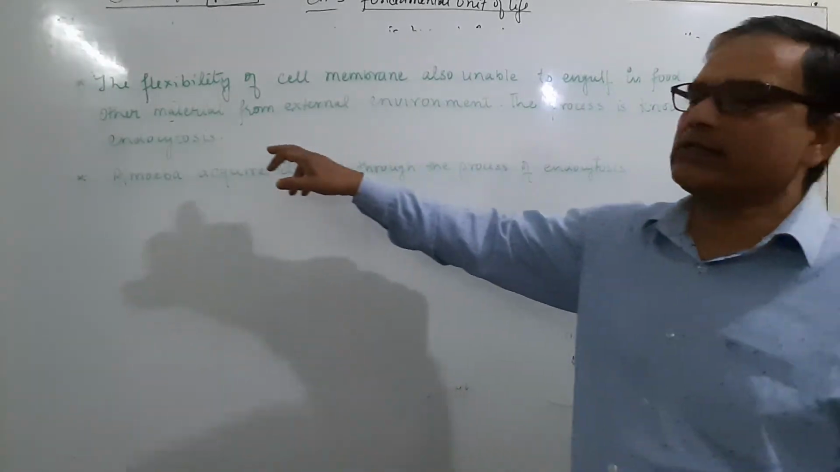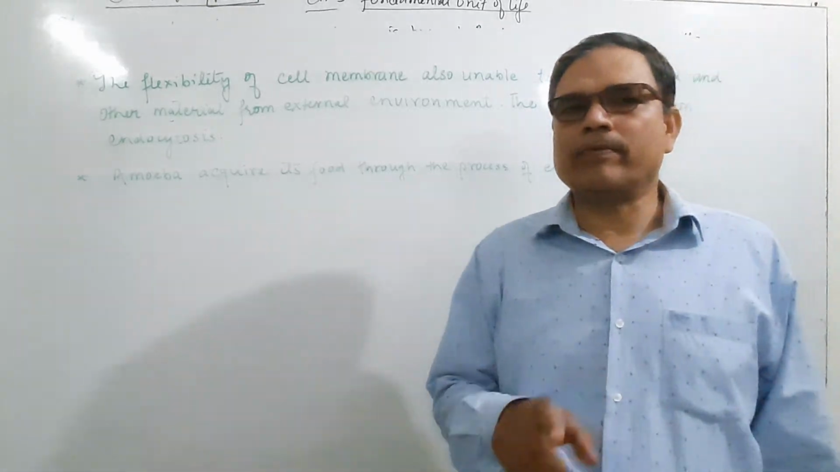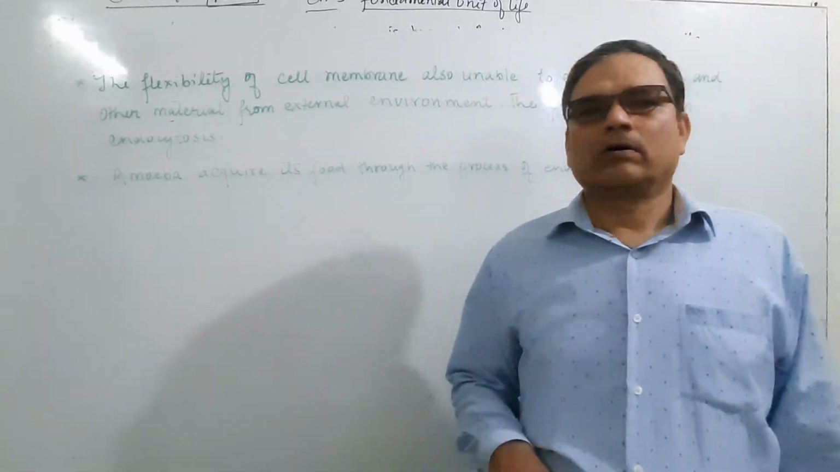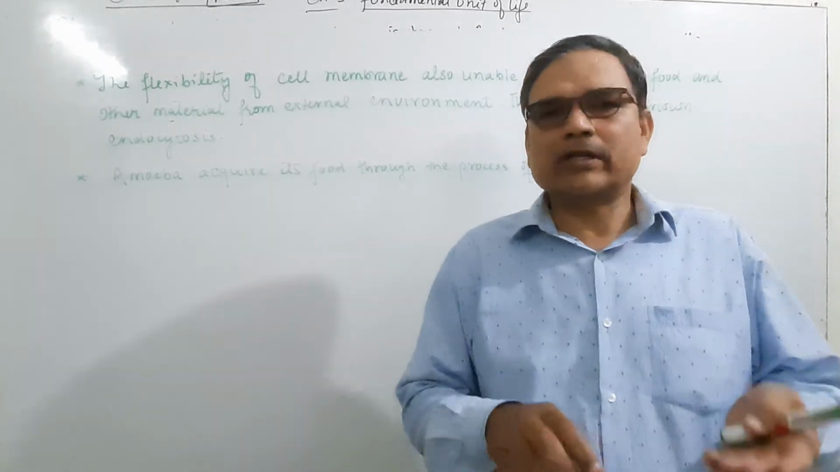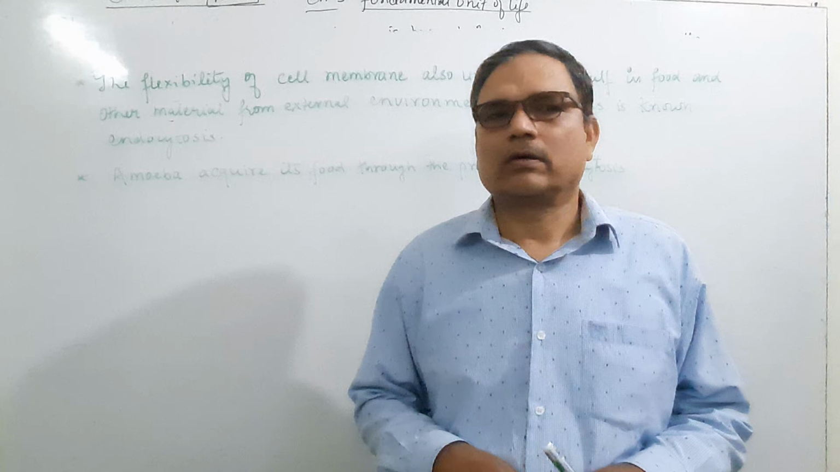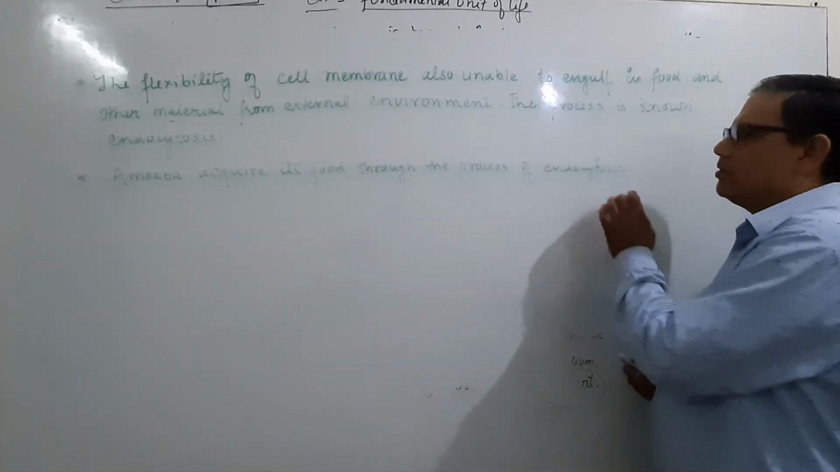This process is known as endocytosis, and this endocytosis process is used by the amoeba to engulf the food. Why? Because it can take any shape to engulf the food, such as pseudopodia, and we will discuss that later. This is endocytosis.